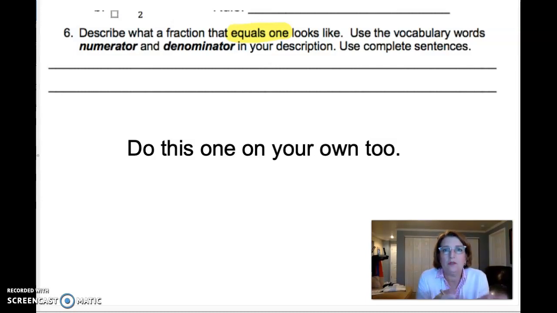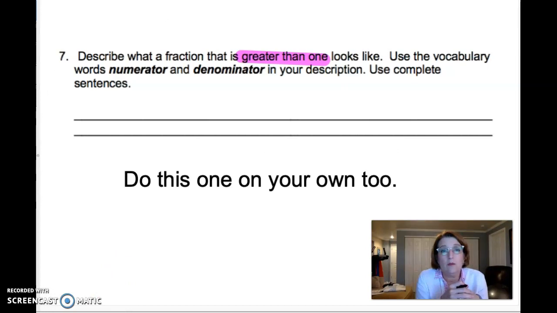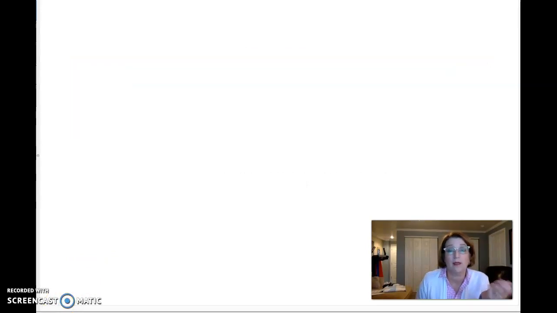But I want to make sure that you understand what a fraction that equals 1 looks like. I need you to describe that for me on your work. And then on number 7 here, I need you to describe for me what a fraction that's greater than 1 looks like, because that's going to be important in that skill of comparing to 1. You have to know what a fraction that's greater than 1 looks like. And that's it.